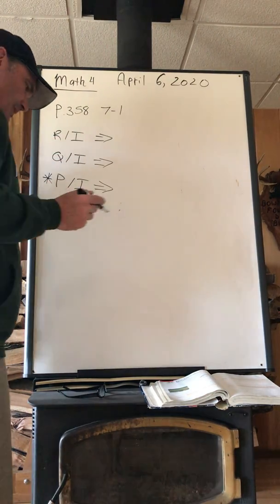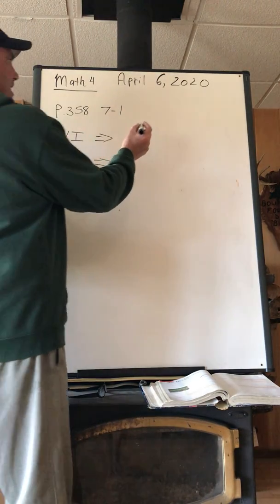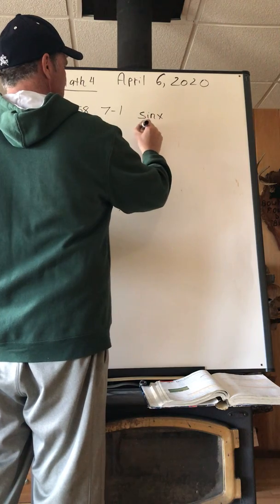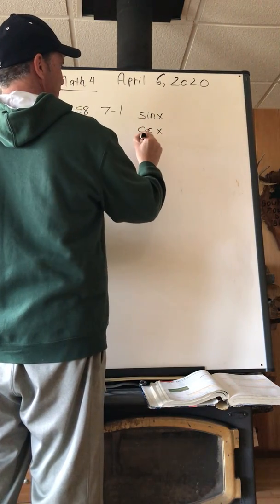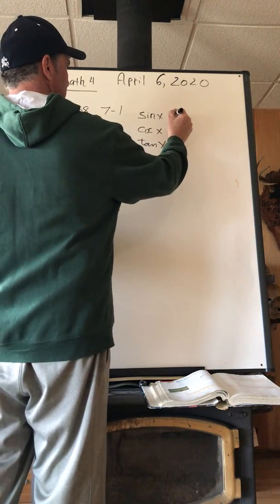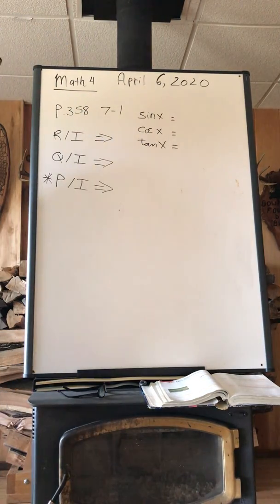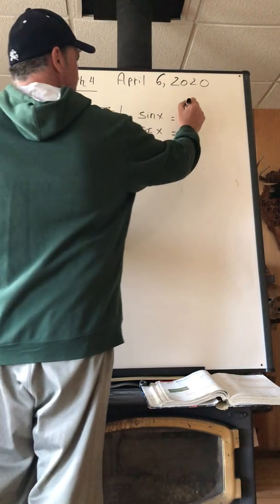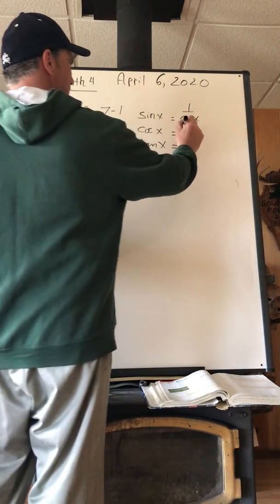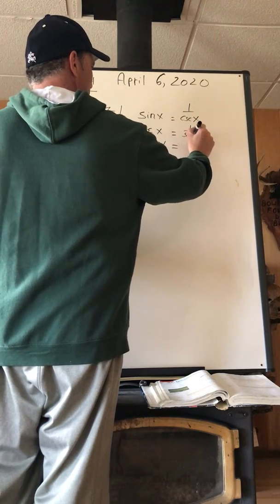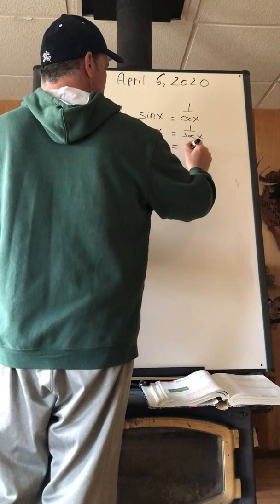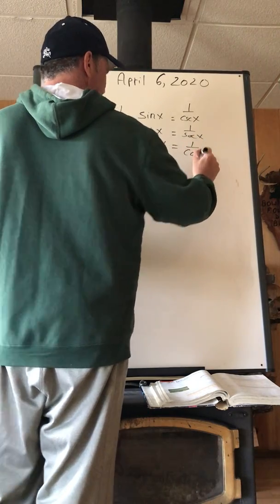Now we start with the reciprocal identities. Of course, you know the sine of x, the cosine of x, and the tangent of x. And the sine equals 1 over the cosecant. The cosine is 1 over the secant. And the tangent is 1 over the cotangent of x.